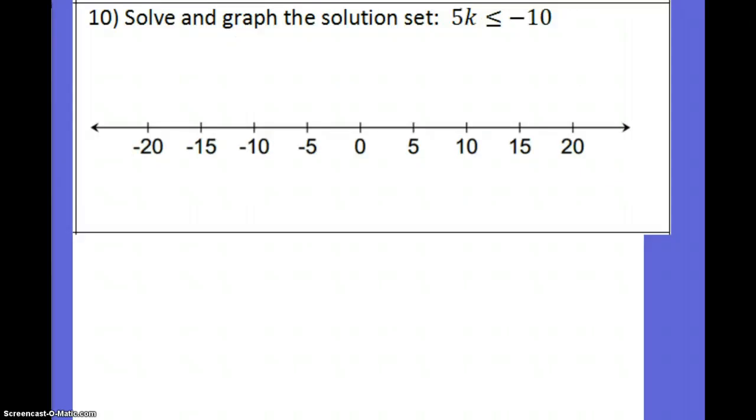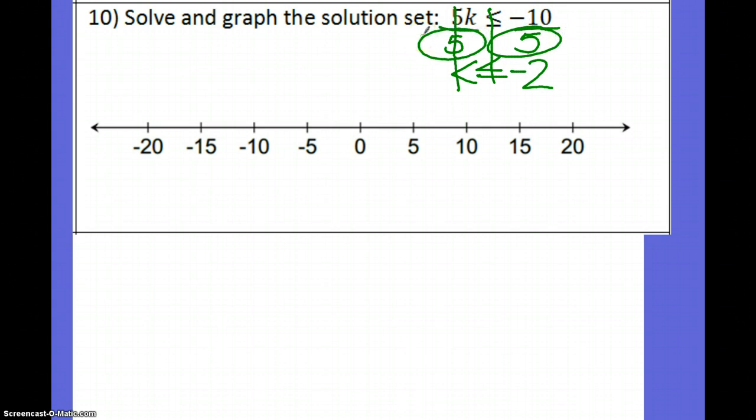Solve and graph the solution set. So here we want to get k by itself. The 5 and k are multiplying. We divide out 5. The number that we are dividing is a positive 5. Therefore, you do not flip the sign. Negative 10 divided by 5 is negative 2. So the 5 here is positive, so you don't flip the sign.